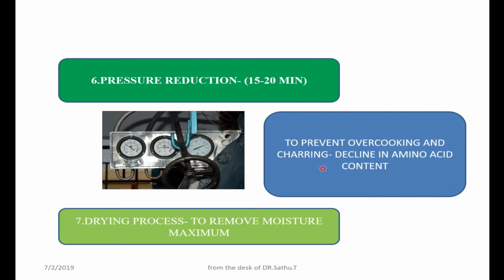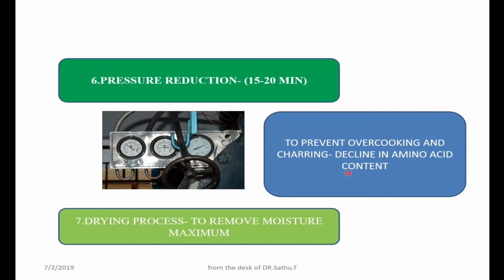Next, once the sterilization process is over, we go to the next step, that is pressure reduction. Why should the pressure be reduced? If you are not reducing the pressure, what will happen? I told you already, it leads to overcooking and charring. You can just imagine that we are cooking rice. When you cook the rice for more time, it will become porridge. Again, if you cook it for more time, it will get charred and you get brownish rice, which will not be edible. The same thing will happen here also.